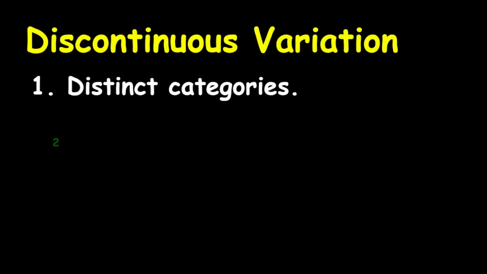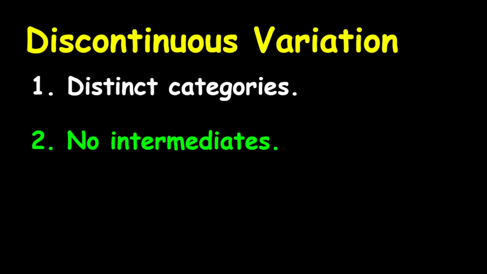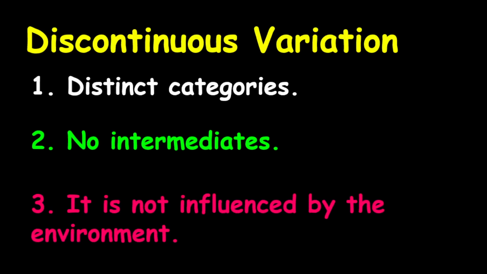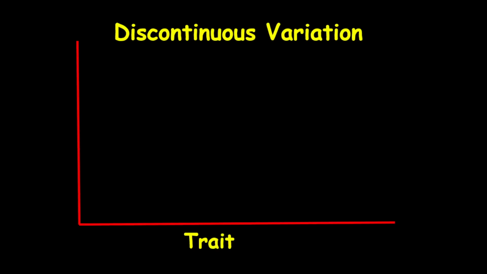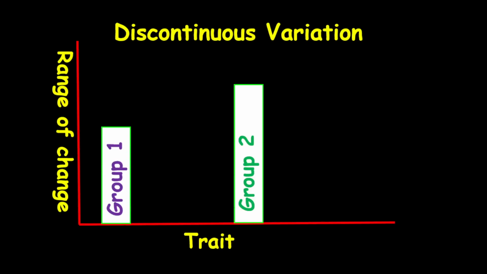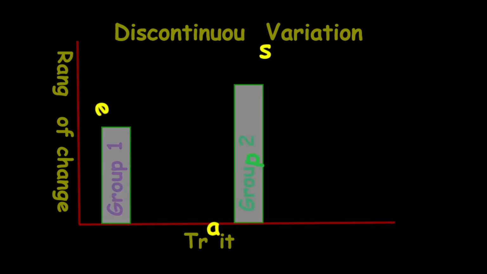We also have discontinuous variation now. Discontinuous variation is either/or. So there are distinct categories, definitely. No intermediate, no in between, no average, nothing. It is not influenced by the environment. It's basically based solely upon genes or chromosomes. So only genes affect discontinuous variation. And if you look at the graph, you will only have two categories, either group 1 or group 2, or group A, group B, whichever the case may be.